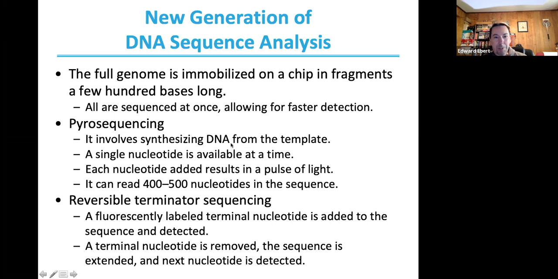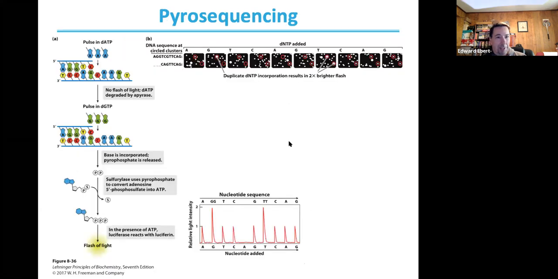We have pyrosequencing. We synthesize the DNA from the template. We only make one nucleotide available at a time. It's nice that we only have 4, but we add them with a pulse. We can read 400 or 500 nucleotides at a time this way. We also have reversible terminator sequencing, where we add a fluorescent tag to the sequence and detect it. Then as we remove that, we extend the sequence and keep going to detect that way. I'm not going to go into any great detail about pyrosequencing. I might just generally give you some questions about what are some ways that we sequence DNA.